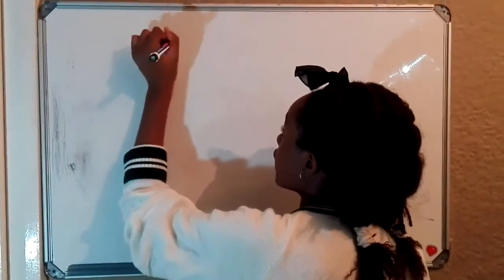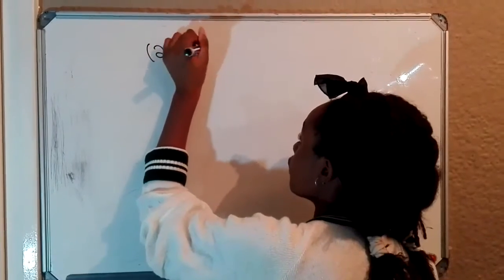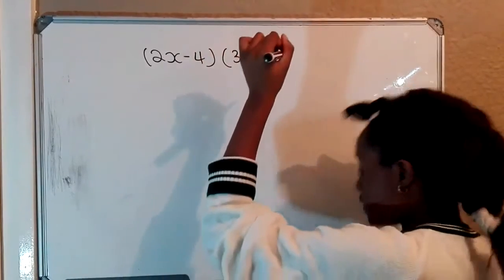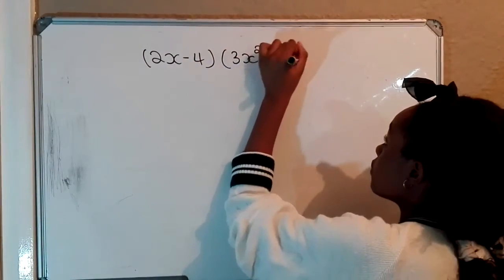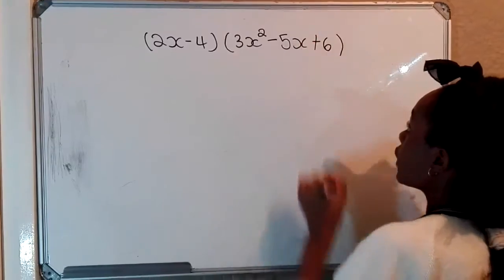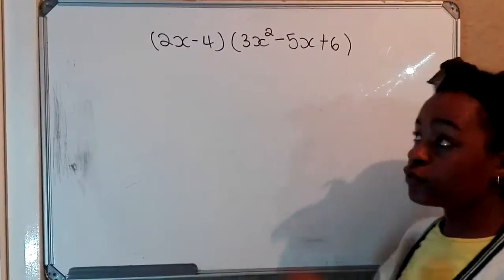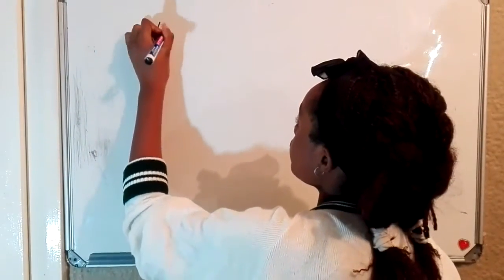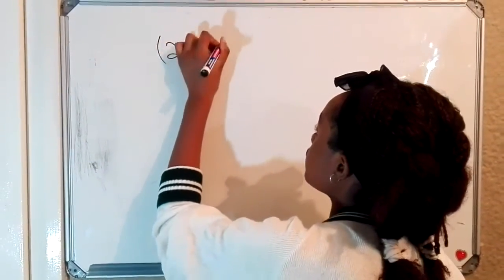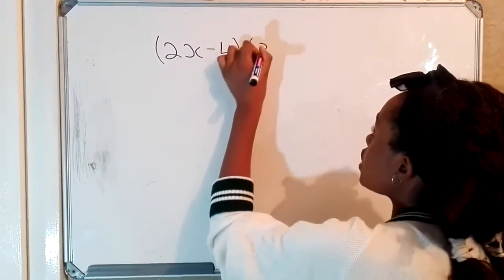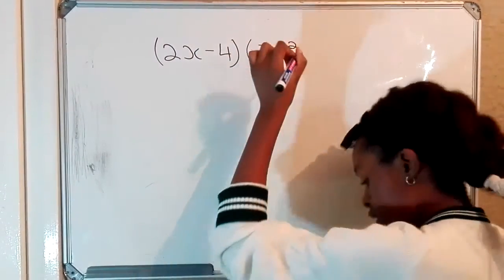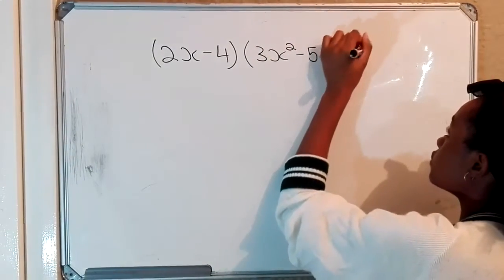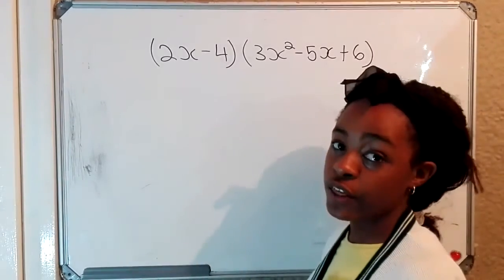Okay, here's another one. Say we have 2x minus 4, brackets, 3x squared minus 5x plus 6. So here we have multiplication of binomials by trinomials, okay? Feel free to pause the video and try this on your own.